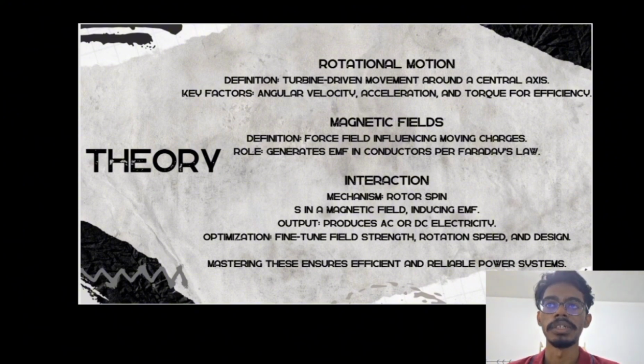The interaction will be the mechanism. For the mechanism, turbine-driven rotors spin within a magnetic field, inducing EMF, which is an electromotive force, in the stator winding. The output will be generating an alternating current, which is AC, or direct current, which is DC, depending on the generator design. The optimization will be enhancing the efficiency, involving adjusting the magnetic field strength, rotation speed, and generator configuration. By mastering this concept, engineers can design more efficient and reliable power generation systems.